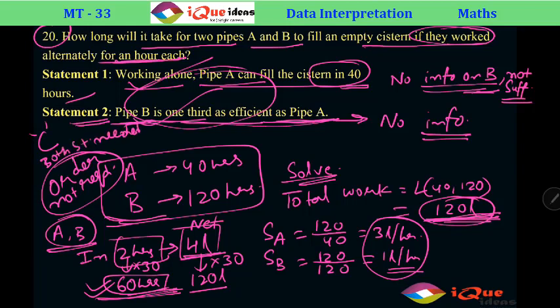All right. So be very careful. Here both the statements together are sufficient to answer the question. So the answer is C option. Okay. Both the statements are needed to answer the question. All right. Now let's take up the next question.